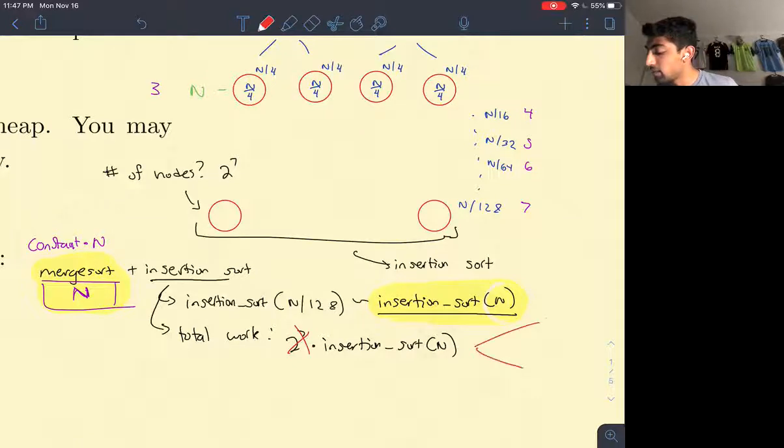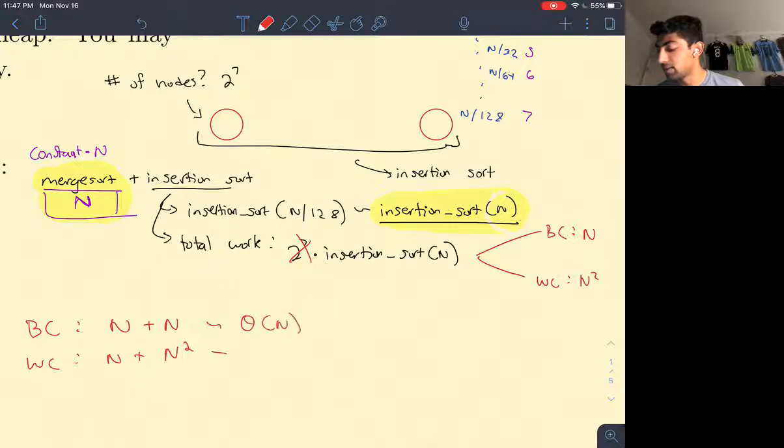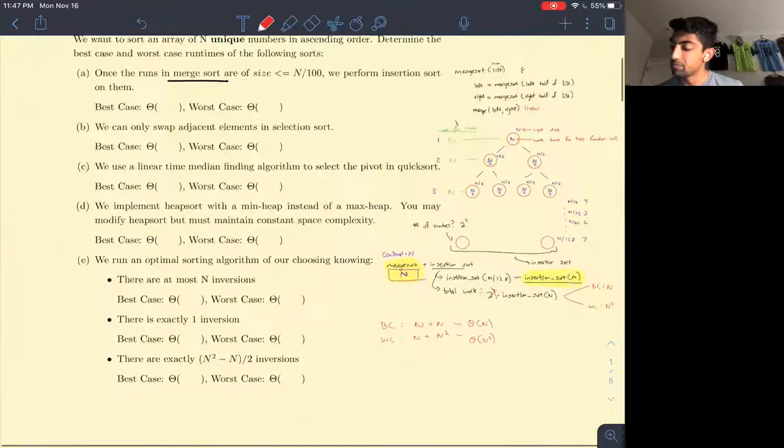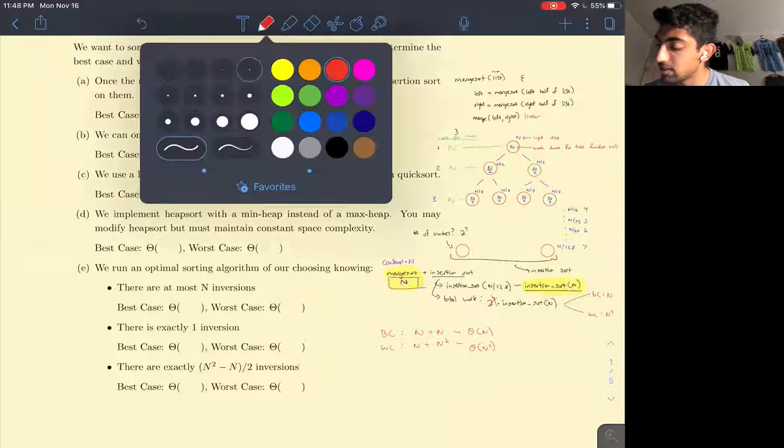So how long does insertion sort take on n? In the best case, insertion sort takes n time. In the worst case, it's n squared. So the best case overall happens when merge sort takes n, since merge sort always takes n, and insertion sort takes n. The worst case happens when merge sort takes n plus n squared. So we can see that the best case behavior is theta of n, and the worst case is theta of n squared.